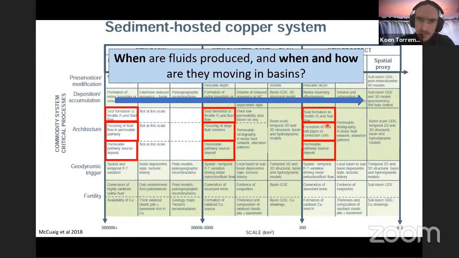And so the real question that everyone's struggling with is when are the fluids produced? Because if you produce your fluids too early or too late, then obviously that will affect your ability to get them into the right units. And also when and how are they moving in basins?